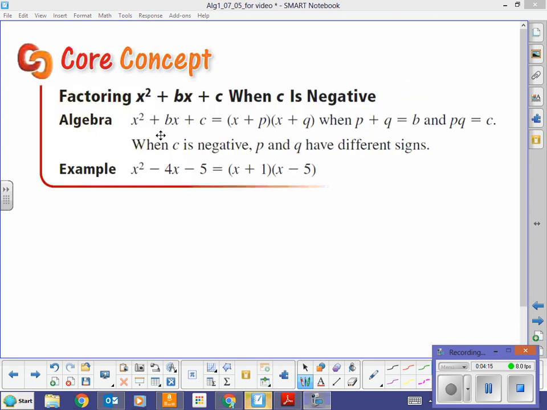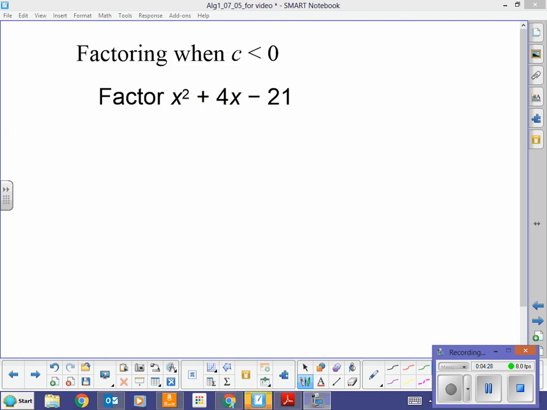Okay, now when c is negative, we're going to ask ourselves the same question here, but there's more options. So you can take this down if you want, but let's just move on to an example here. If c is negative, what does this mean? If c is negative, that means that one of my factors has to be positive, one has to be negative, right? But still, when I add them together, in this case I want a positive number, which means the larger absolute value has to be positive. Okay, so let's go ahead and do this one.